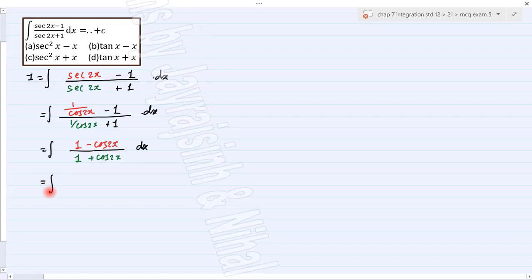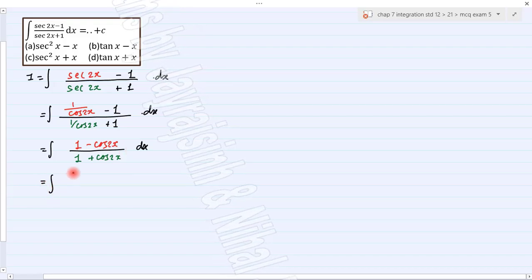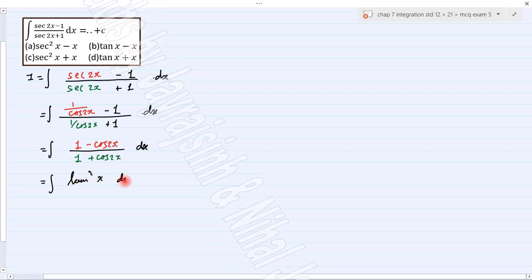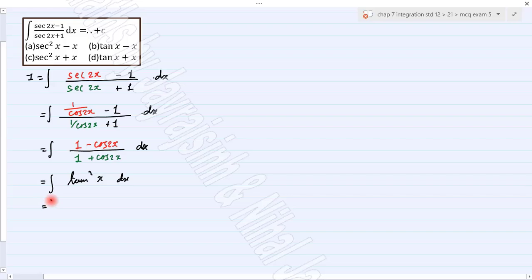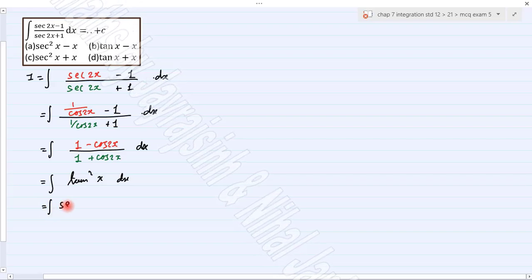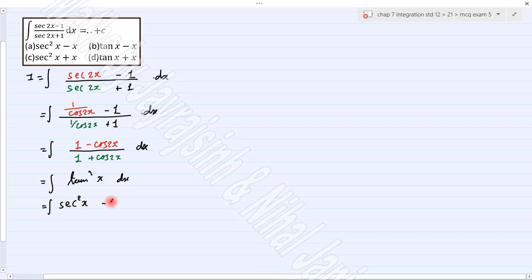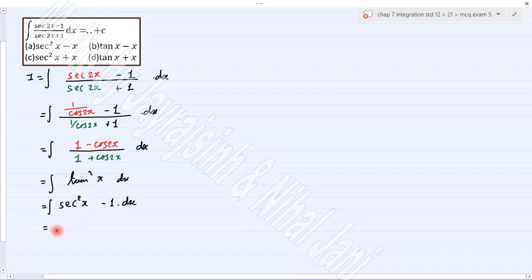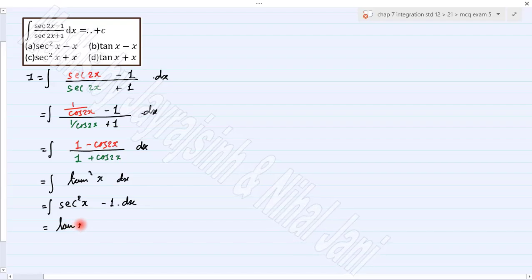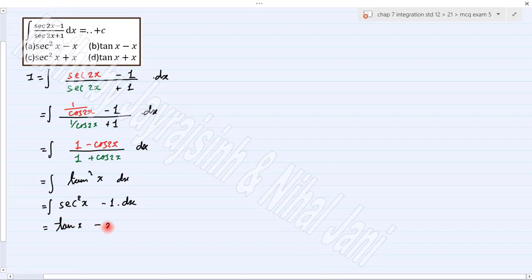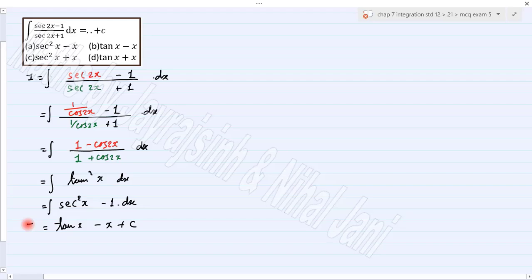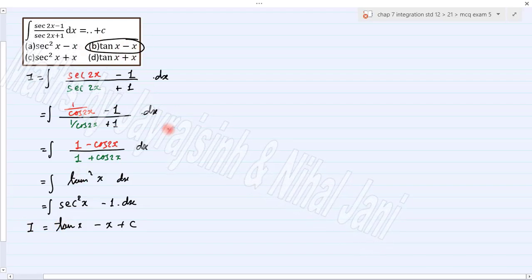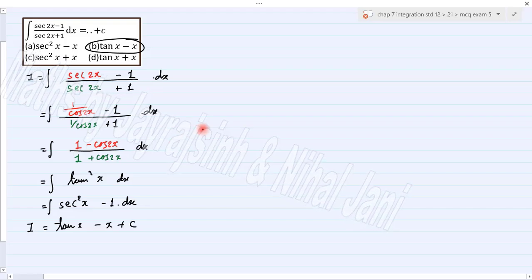And we know that 1 minus cos 2x upon 1 plus cos 2x is actually tan square x. And to integrate tan square x, we have to convert it into sec square x minus 1. So we are ready to integrate. Integration of sec square x is simply tan x, and integration of 1 is x, plus c is your final answer, which is given in option B. Ta-da!